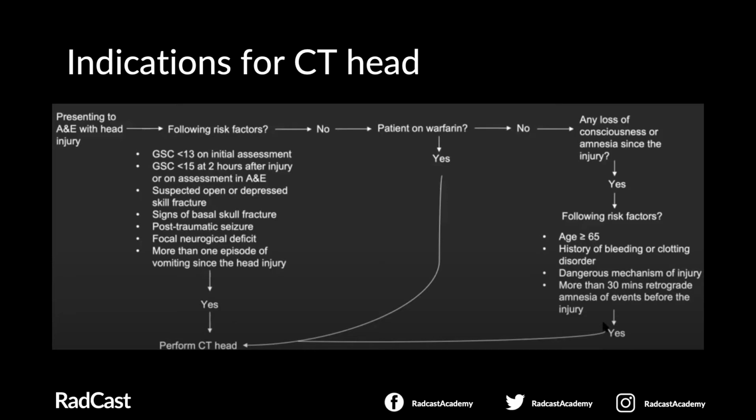So in terms of the indications for CT head, when you've got a patient who presents to A&E, you need to assess them for the following risk factors. So is the GCS less than 13 on the initial assessment? Is the GCS less than 15 at 2 hours after the injury? Is there a suspected open or depressed skull fracture? Are there signs of a basal skull fracture? Has the patient suffered a post-traumatic seizure? Is there a focal neurological deficit? And has there been more than one episode of vomiting since the head injury?